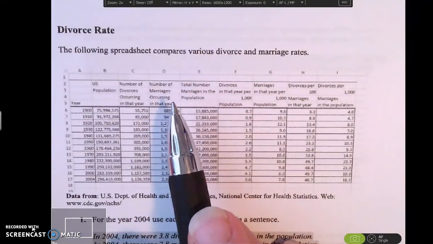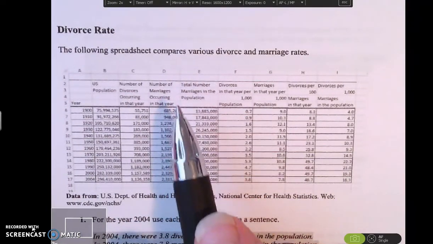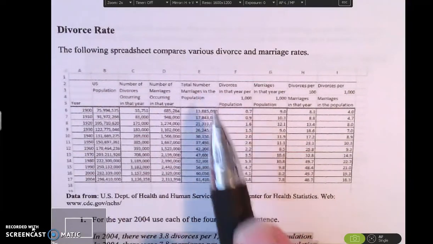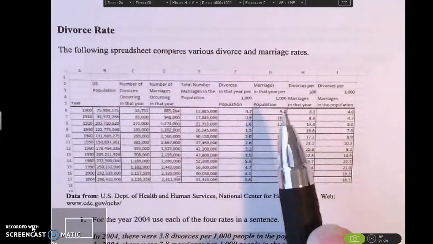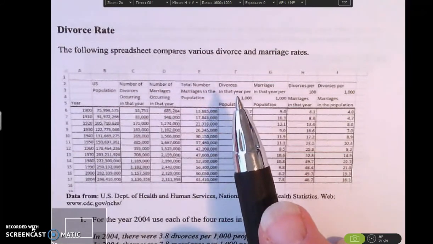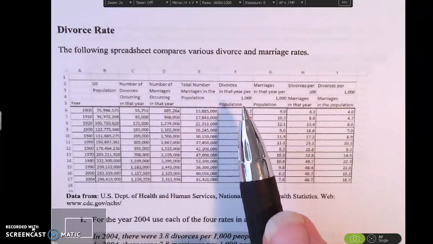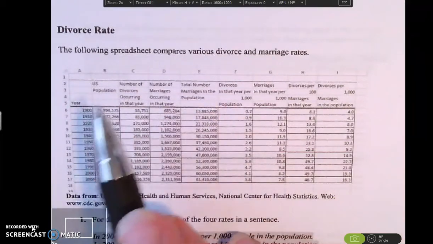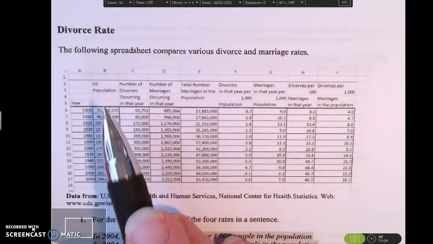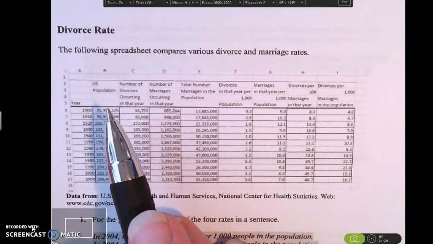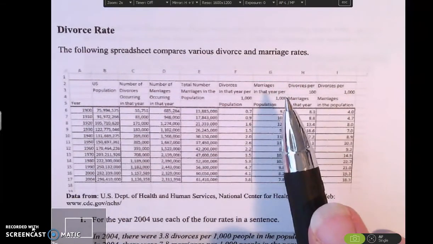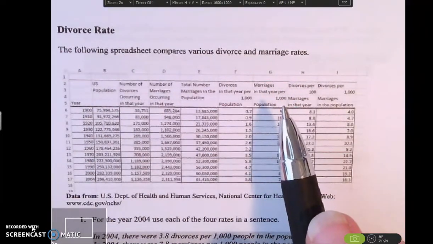Number of marriages that occurred in that year. The total number of marriages in the population. And then these last numbers are basically scaled numbers. So this says divorces in the year per 1,000 in the population. So it's taking the number of divorces and comparing it to the population, but it's scaling the population at 1,000. And then this one is saying marriages in that year per 1,000 in the population.